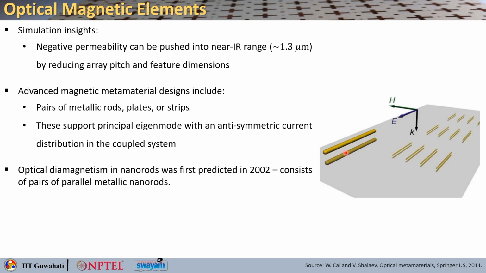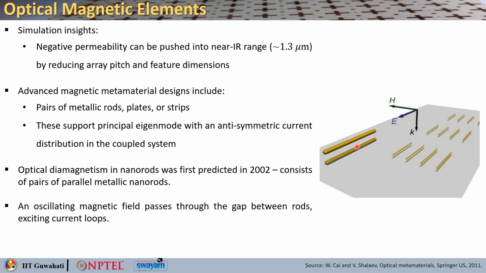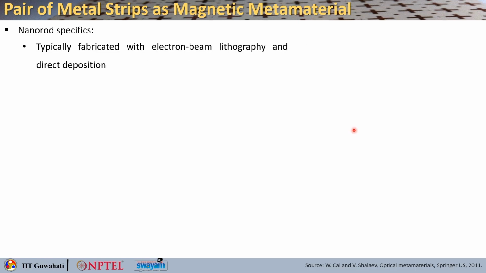So, the magnetic field basically oscillates through the gap between the rods, and it can excite a loop current in each pair of rods like this. Such a nanorod system may also exhibit a negative index of refraction. So, this is a structure or composite. You can see this is a nanorod array in a dielectric medium, and this composite can give you optical diamagnetism.